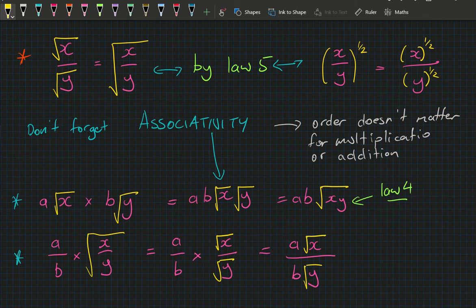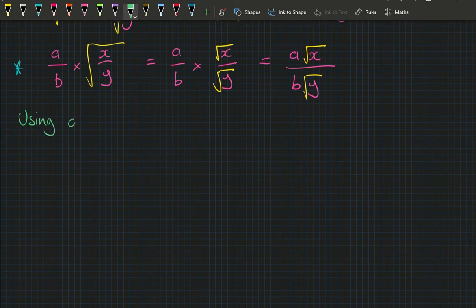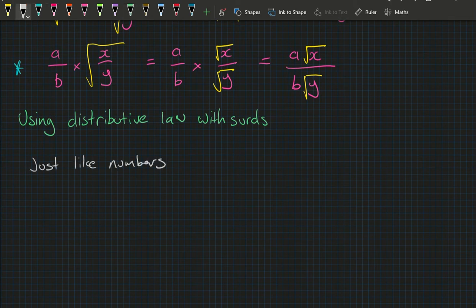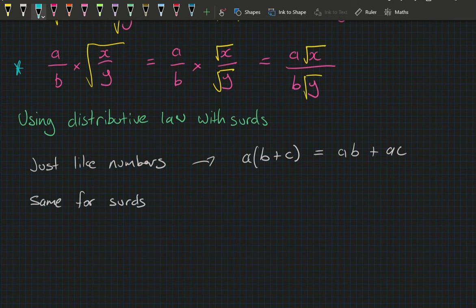All right, we have one more fact in the introduction, and that is using the distributive law with surds. So just like we do with numbers, i.e. a times b plus c equals a times b plus a times c. In other words, we multiply the a by each element in there and we keep the plus or minus sign, whatever we see. Then no surprises, it's going to be exactly the same for surds. So if I use an example with the square root of x times a plus the square root of y, then I just multiply the square root of x times a, and that will give me a times the square root of x.